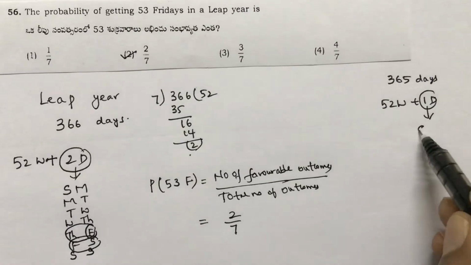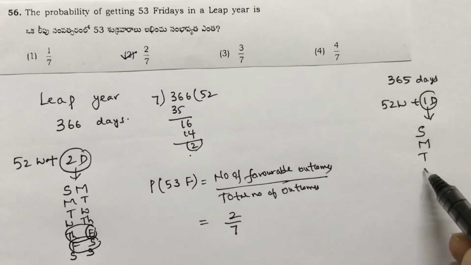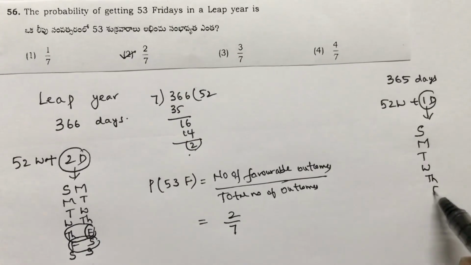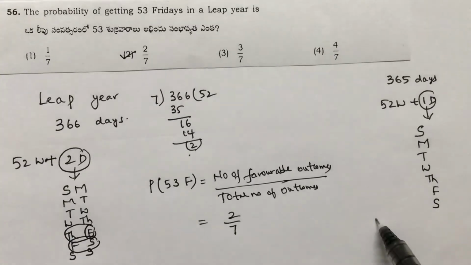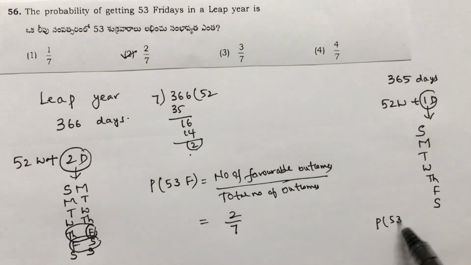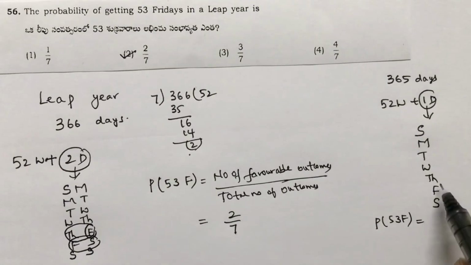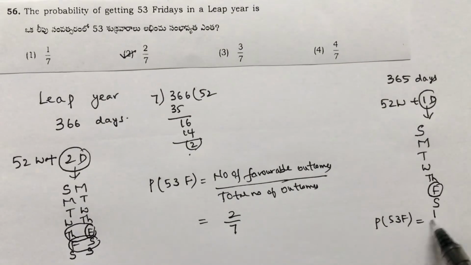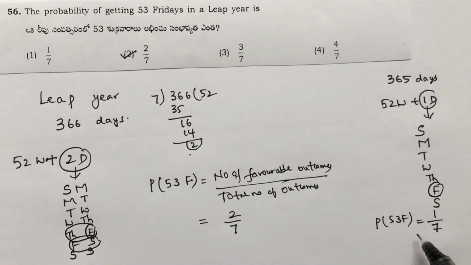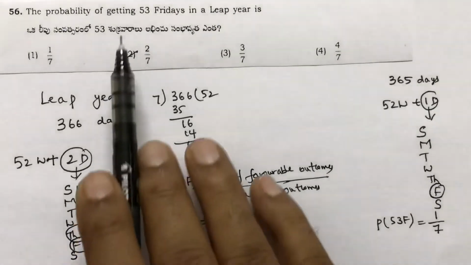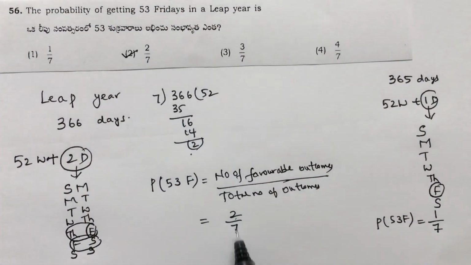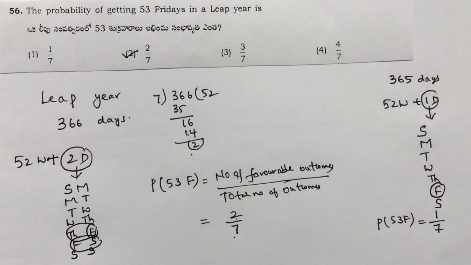So this 1 day may be Sunday, Monday, Tuesday, Wednesday, Thursday, Friday, or Saturday. So here we have 7 outcomes again. The probability of getting 53 Fridays: in a non-leap year, we have Friday only 1 time out of 7, so 1 by 7, and if it is a leap year, 2 by 7. Here this problem is based on a leap year, so 2 by 7, so the correct option is 2.